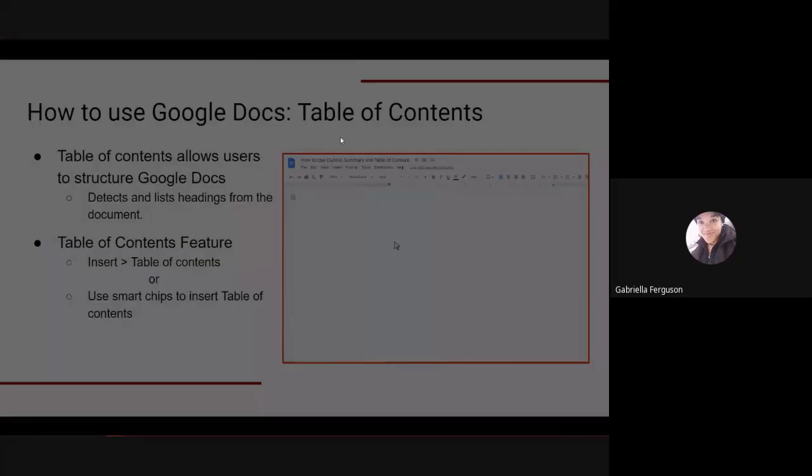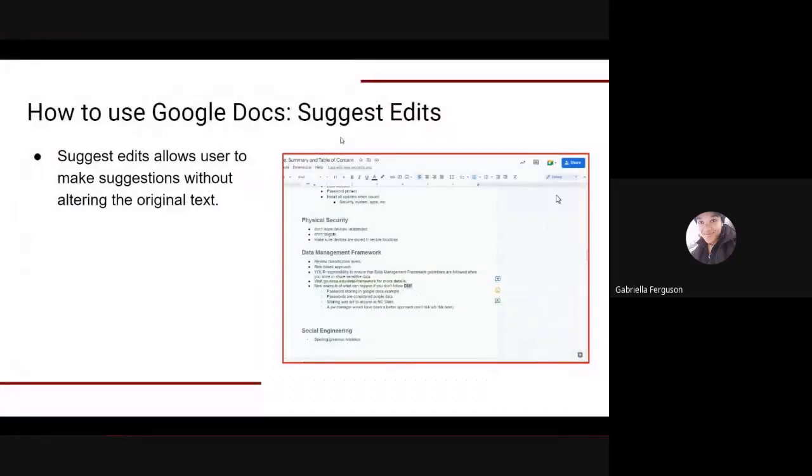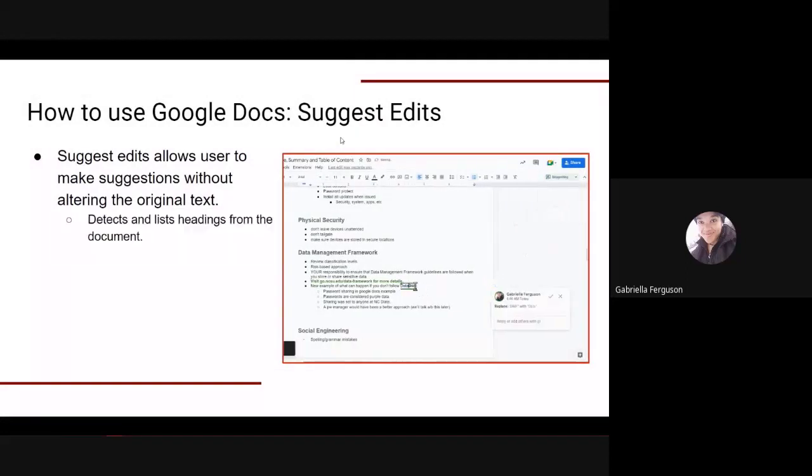So what we're going to look at next is suggesting inside of our documents, as well as approval. Suggest edits allows your user to make suggestions without altering the original text. They can provide some sort of feedback via text, and you can go in and accept or reject their suggestions.